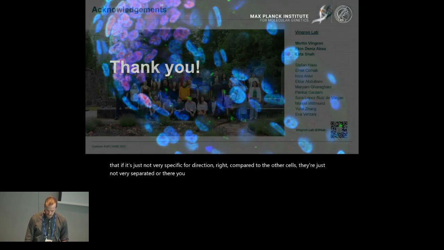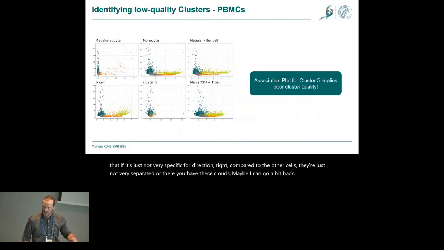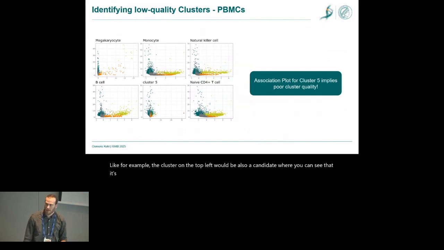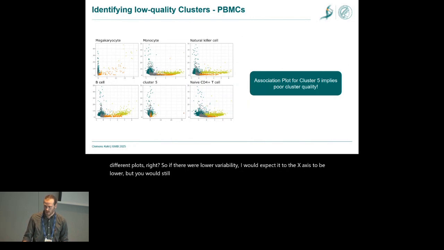Maybe I can go a bit back. For example, the cluster on the top left would also be a candidate where you can see that it's just not very well separated. And the scale on the x-axis varies between the different plots, right? So if there were lower variability, I would expect the x-axis to be lower, but you would still expect some separation actually.